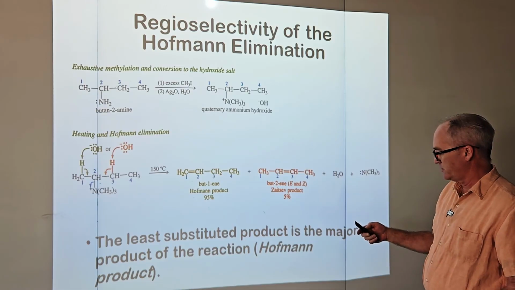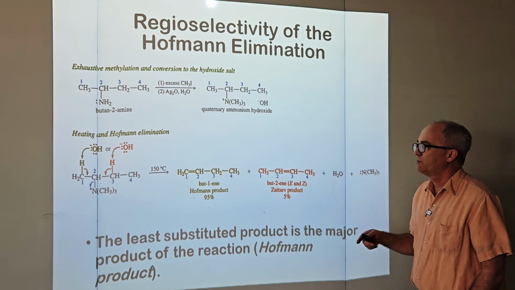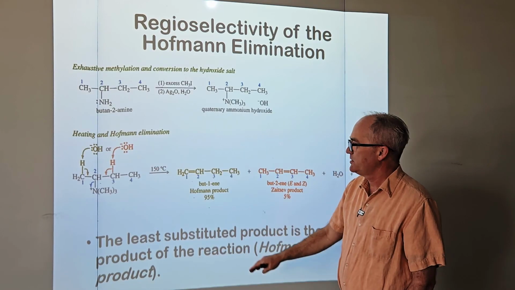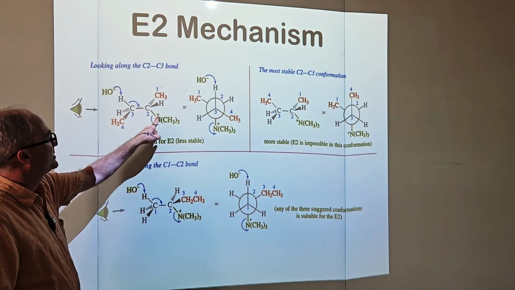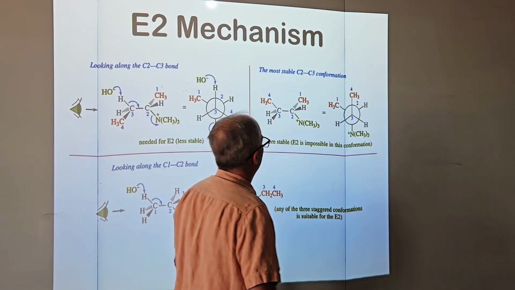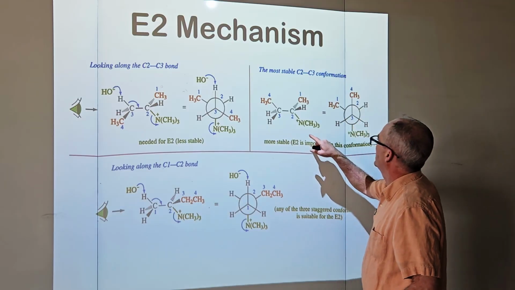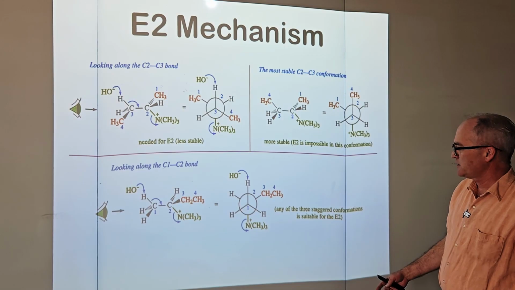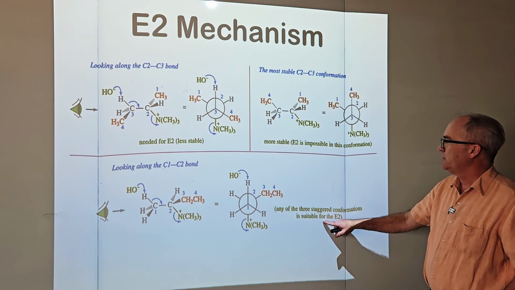over the Zaitsev product. So I'm going to back up because we're going to see why this is with the Newman projection. Here's C1, C2, C2, C3, and we see we form more of this one than the Zaitsev product. So this all has to be in the same plane. Here we see it all in the same plane. Pull this off, and that's going to give me my Zaitsev, the more substituted alkene. Looking along the first two carbons, so maybe it's a statistical thing. It says any of the three staggered conformations is suitable for E2.